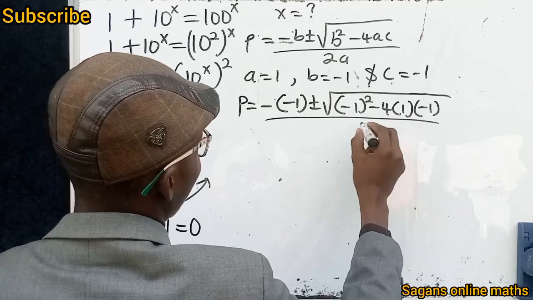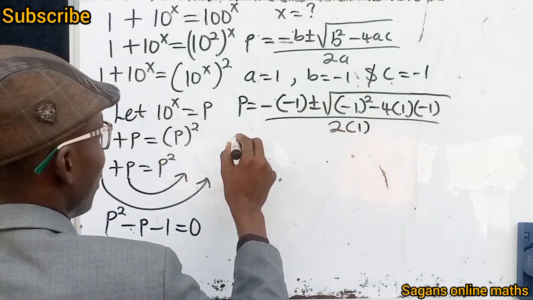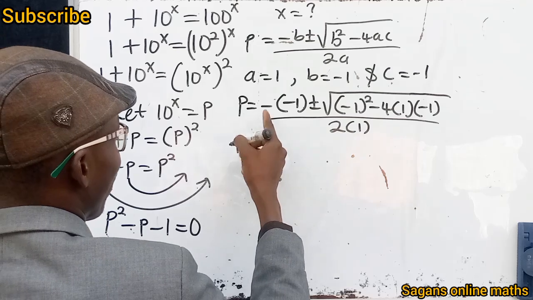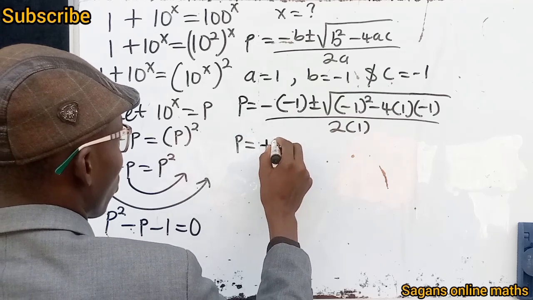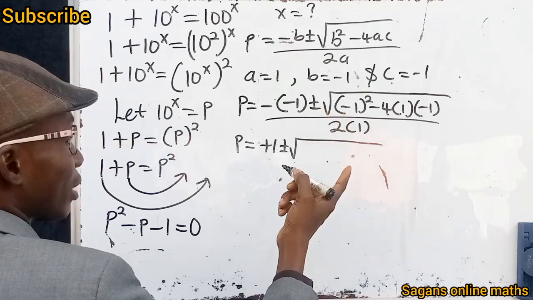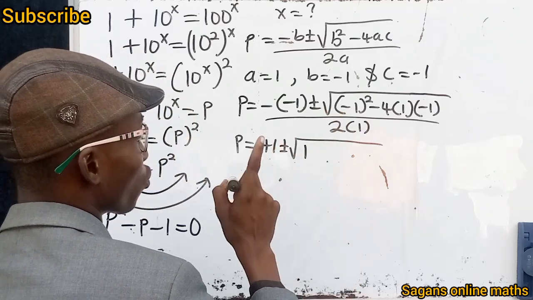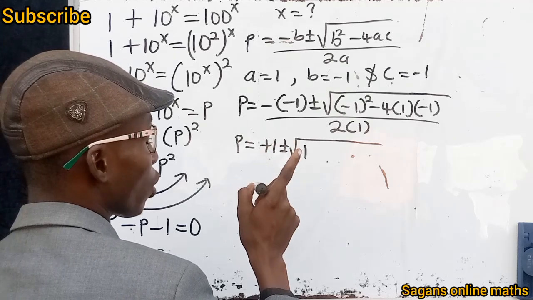Divided by what? Divided by 2. A is what? Divided by 2a, where a is 1. That means our p will be equal to minus times minus, which gives us plus 1, plus or minus the square root of what? Now minus 1 squared is just minus 1 times minus 1, which is 1. Then minus 4 times 1 is minus 4.